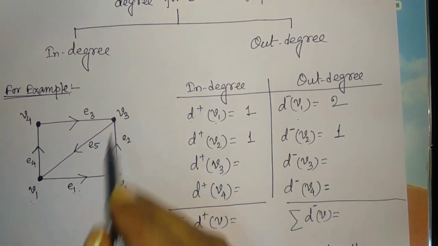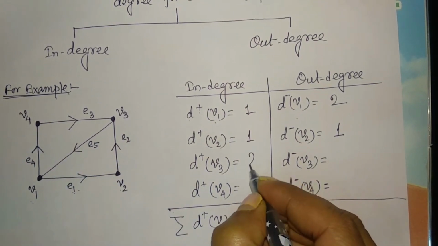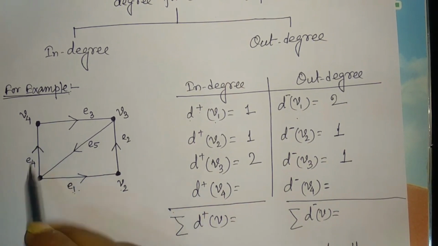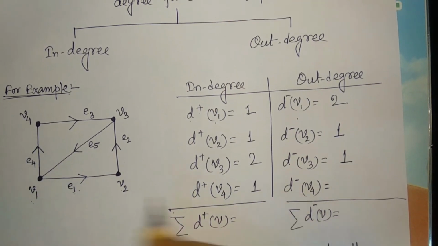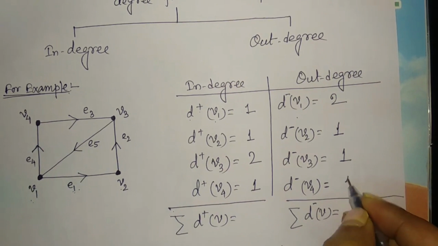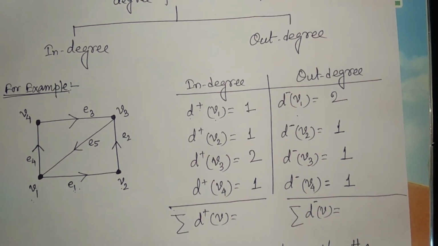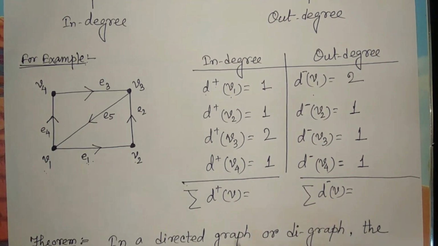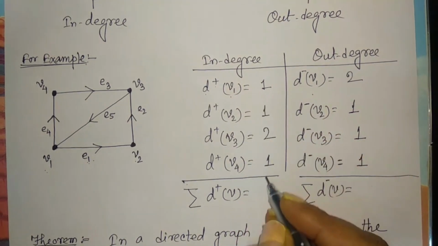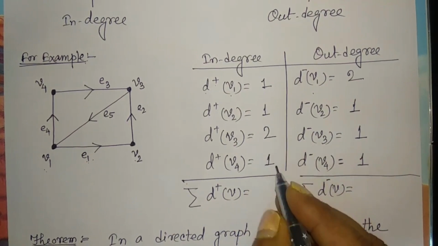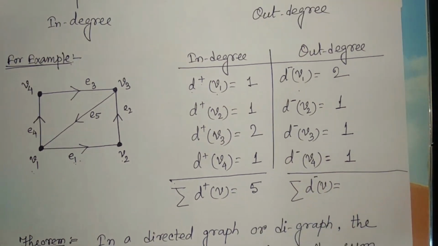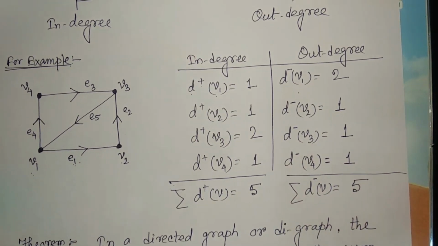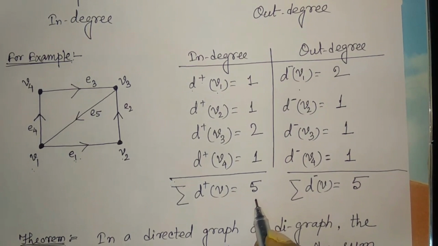For the vertex V3, the in degree is 2 and the out degree is 1. For the vertex V4, the in degree is 1 and the out degree is 1. So this is the in degree and out degree for the individual vertices. Now we can add all these in degrees. If we add all these in degrees, the total sum is 5, and the total out degree sum is also 5.